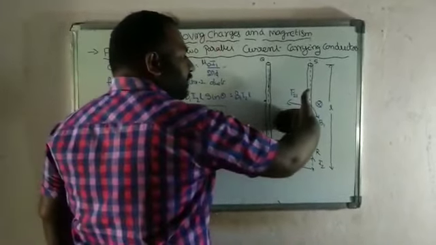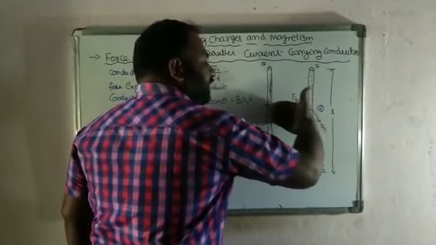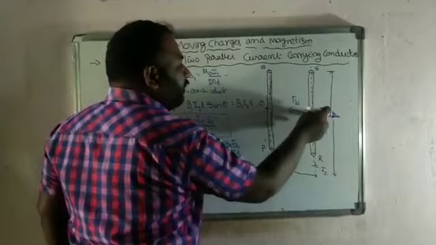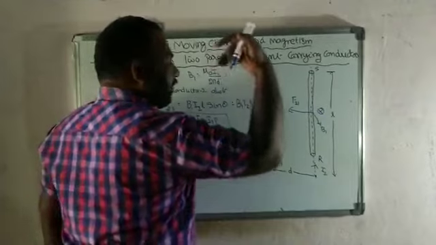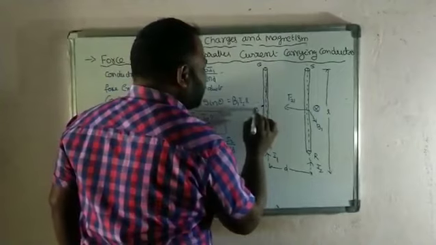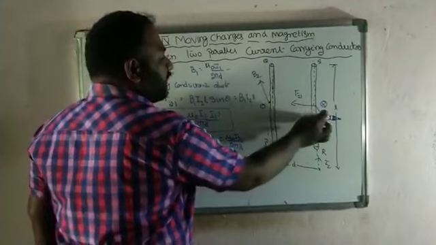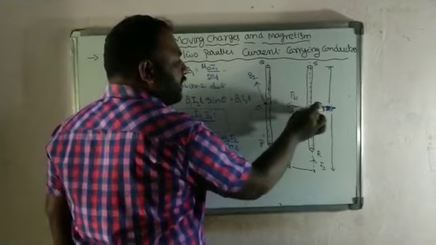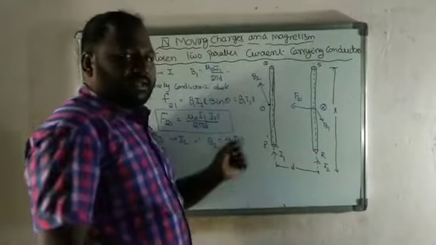So the thumb indicates the direction of the current I2. Now our fingers are indicating in which direction? This is the upward direction, meaning outward. Here the field is into the board. At this conductor the field is upward, that is outward from the board. Here it is the field B2. This field is due to this current I2. Here B1 is due to this current I1. Due to this conductor, the field is acting into the board. Due to this conductor, the field is acting outward from the board.